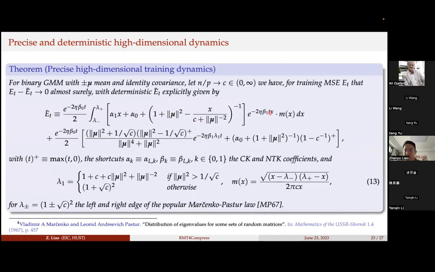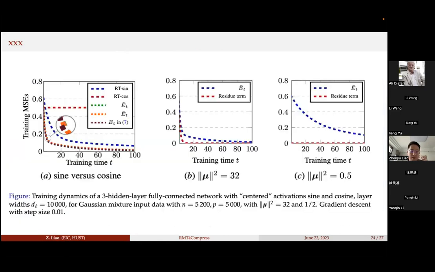Okay, we assume that the data are Gaussian, and depending on the mean of the input data and the dimension of the input data, and of course all these alpha and beta parameters that depend on the design of the neural net, we can have a deterministic description of the learning dynamic of a simple neural network, as long as the input data are Gaussian mixture. And we have a few numerical results to validate our results.